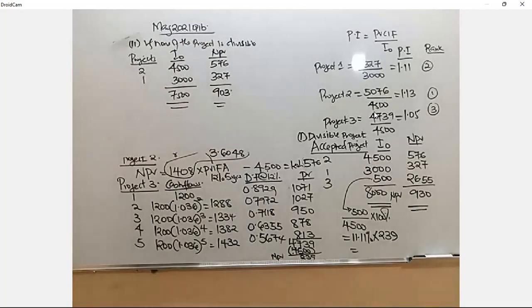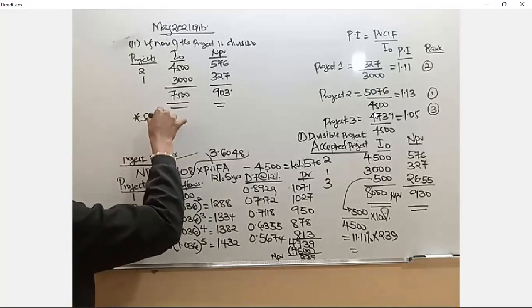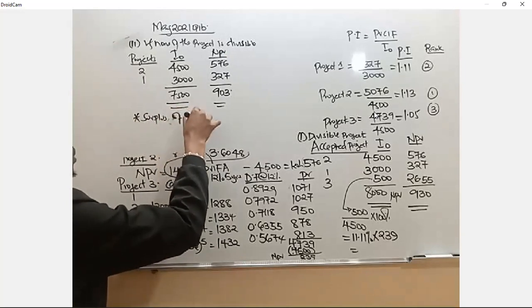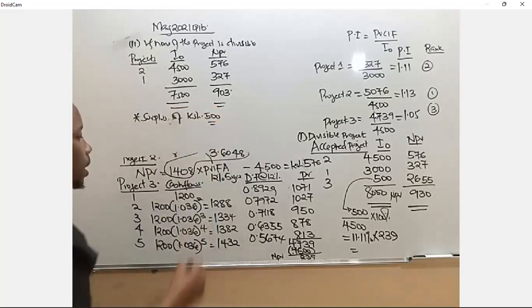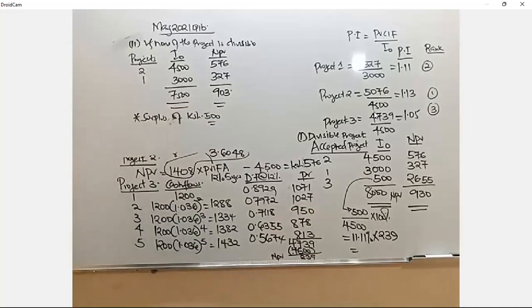So remember that we have a surplus. If the projects are indivisible, then you are going to be remaining with a small surplus. And in this case, we have a surplus of 500 cash. This surplus cannot be invested in project 3, because we can either take it fully or we leave the project. We don't just want to undertake a project which we can't undertake fully.